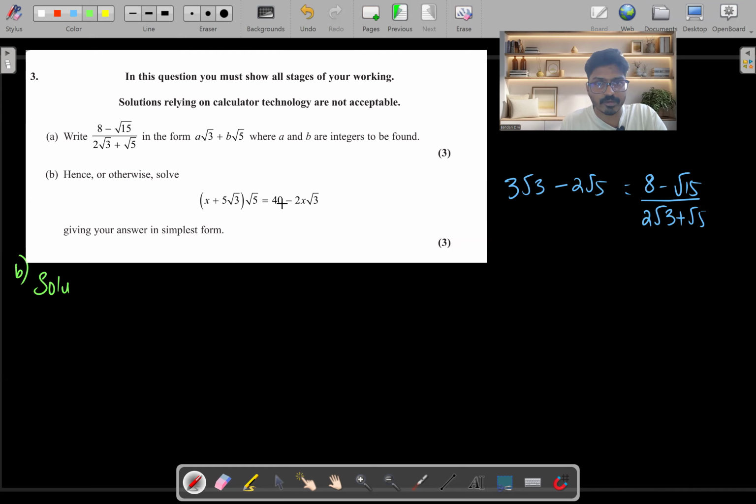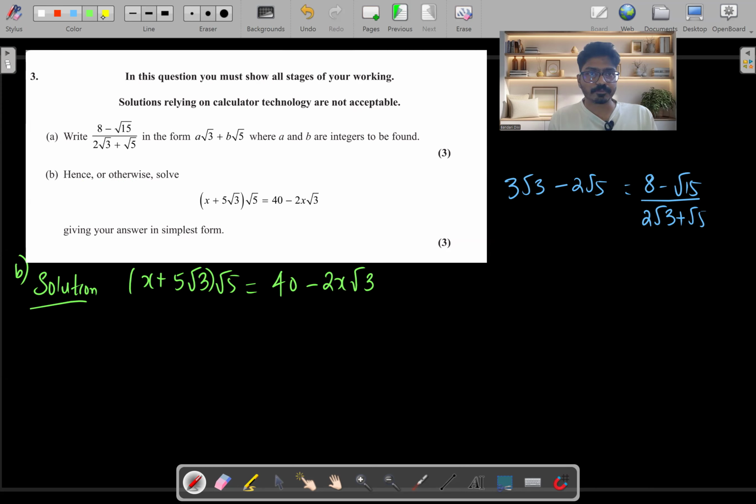Okay, so for part B, the solution, so first let me write down x plus 5 root 3, and root 5, which is equal to 40 minus 2x root 3. All right. Now coming to the next part. So just we need to multiply it. So which will be x root 5 plus x 5 root 3 root 5, which is equal to 40 minus 2x root 3.